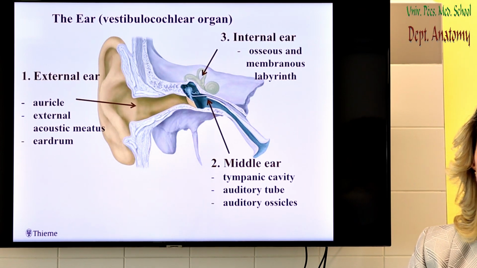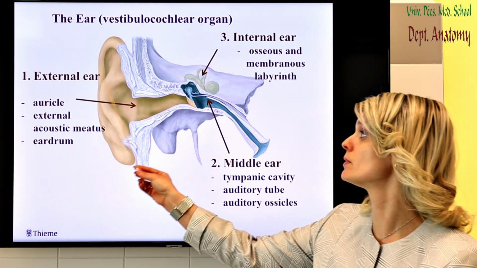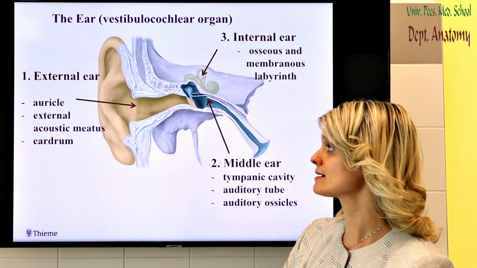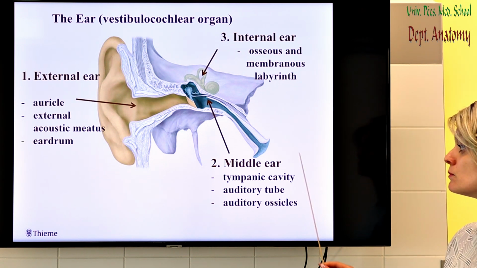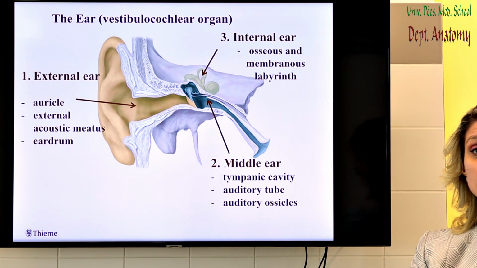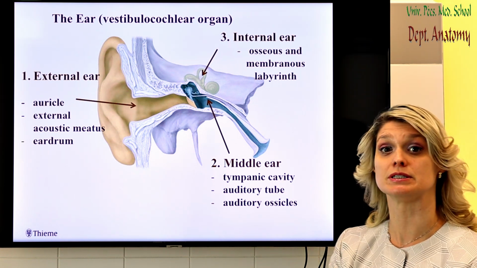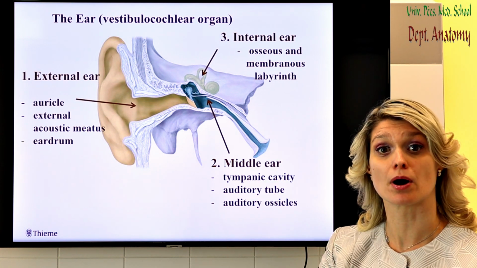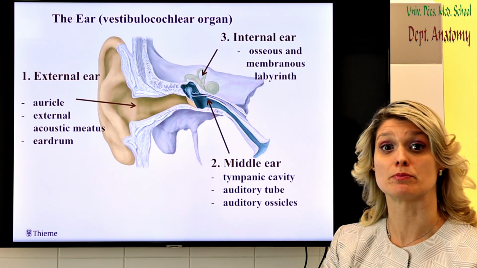Dear students, I would like to continue the lecture about the ear. In the first lecture, I told you the parts of the external ear. I showed you the auricle, the external acoustic meatus, and the eardrum. And also, I demonstrated for you the middle ear with the tympanic cavity, the auditory tube, and the auditory ossicles. And today, I would like to show you the parts of the internal ear, the bony and the membranous labyrinth.